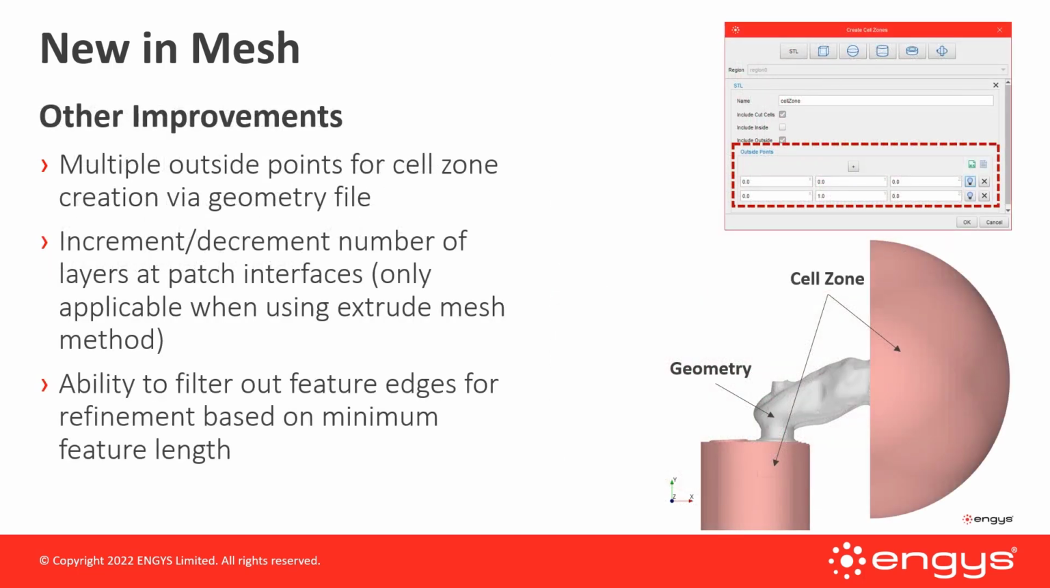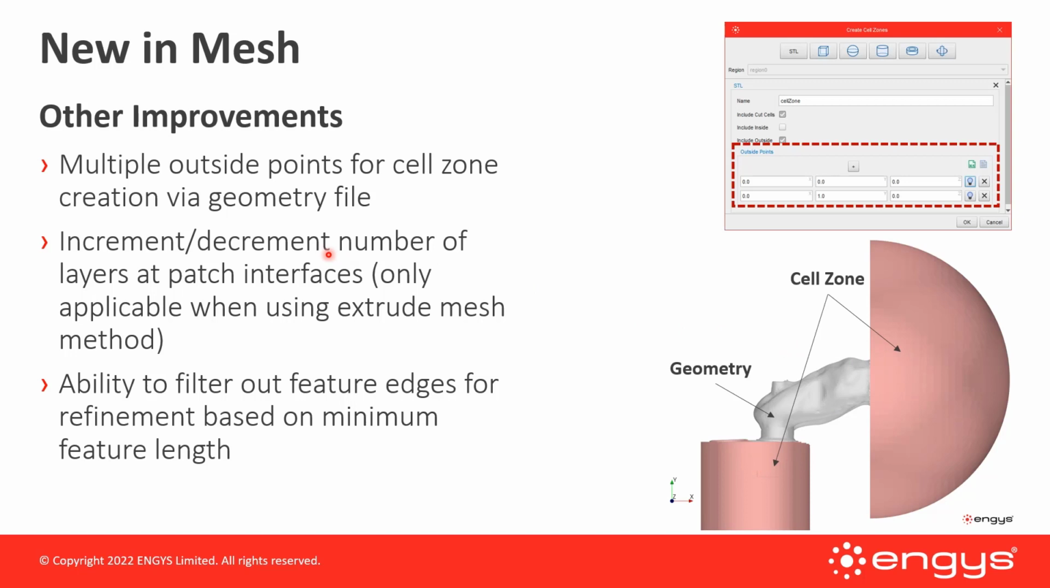Now let's have a look at the other improvements available in the mesh module. First, there is a new functionality which lets you create cell zones via geometry file and multiple outside points. What does it mean? You have a geometry file here, like the one shown in gray, and then you want to define two cell zones outside the geometry, and this is done via the definition of two points outside this geometry. You can do it from this panel in the GUI, inside the cell zone panel, and this will automatically create these two cell zones in one go, the one shown in red here.